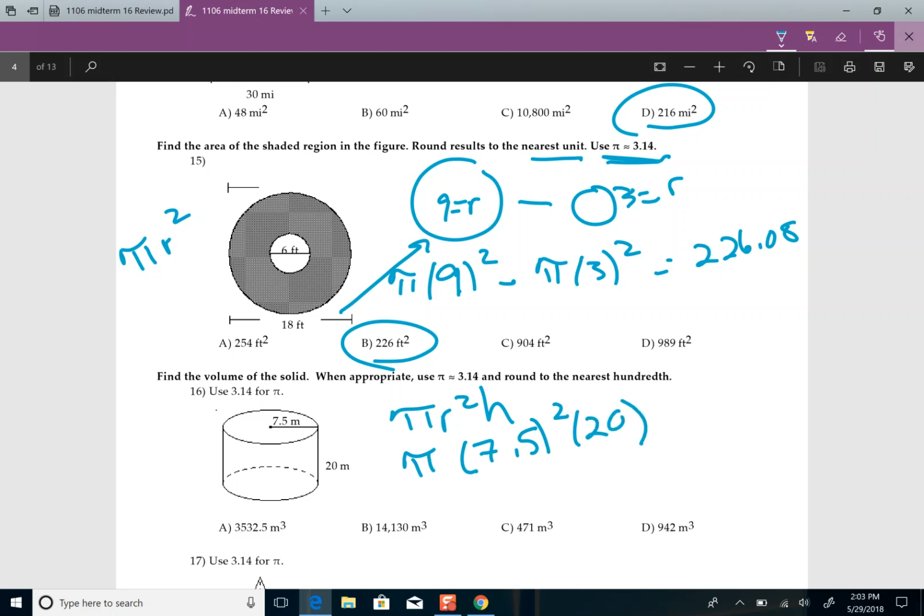All right. Once again, it says pi is 3.14, so I'm putting in my calculator 3.14 times 7.5 squared times 20. It gives me 3532.5. So when I'm looking, there's the first one. You can see the meters cubed because it's volume. I can write it in there if you want, but you can see it's not like they're close.